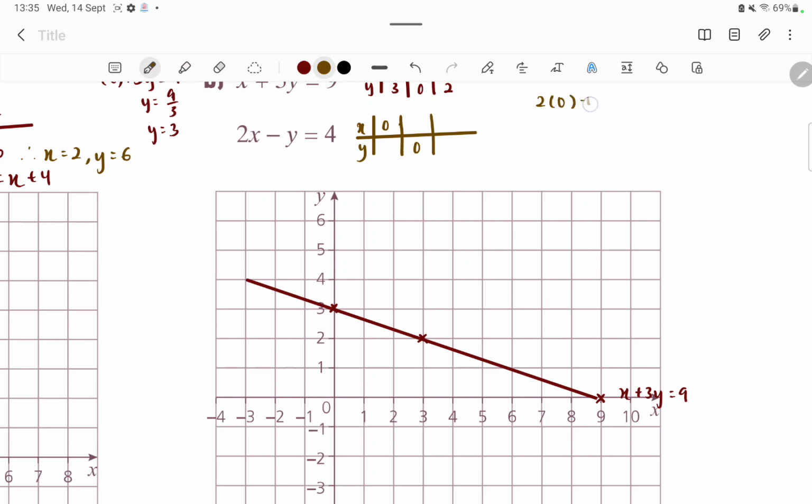2(0) minus y equals to 4. Negative y equals to 4. Move the negative to the other side. So, should be negative 4. Okay.